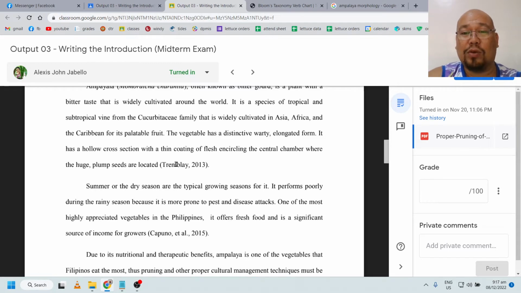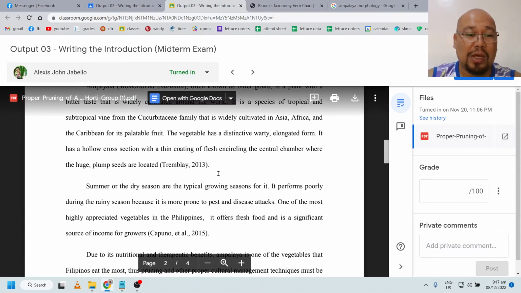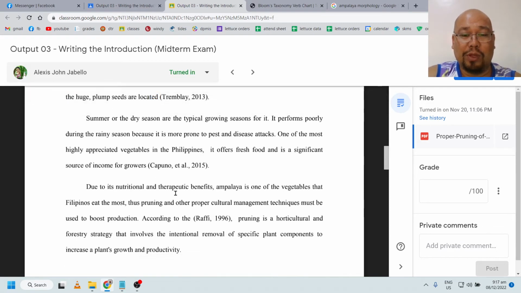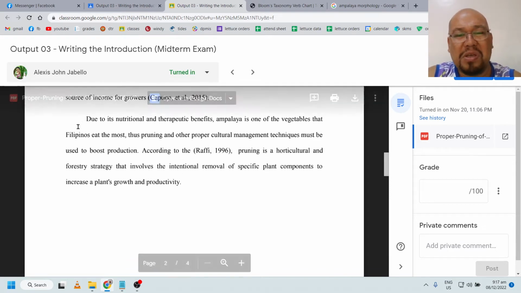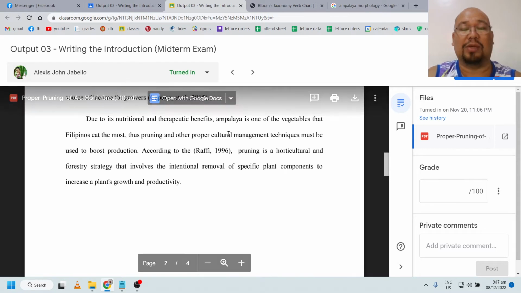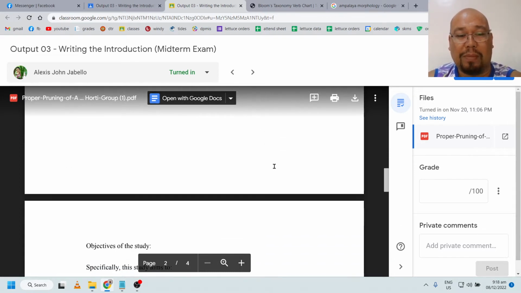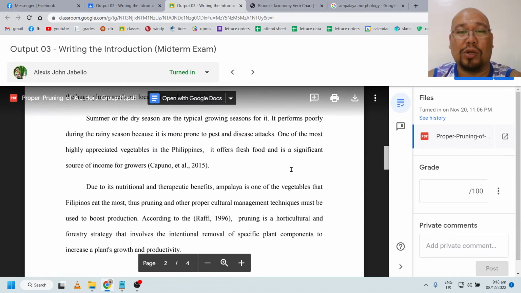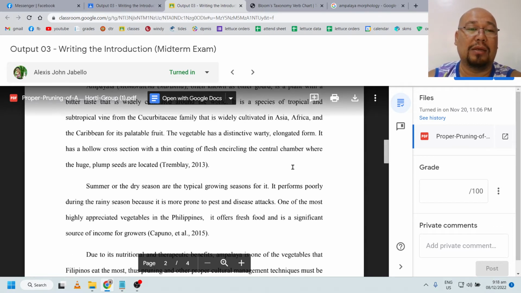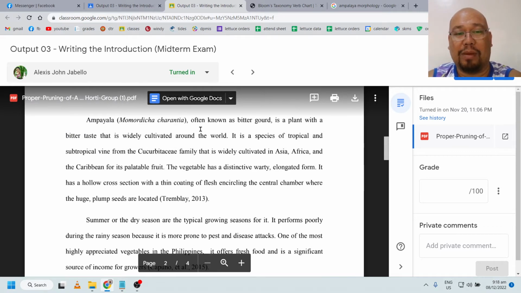So take care with the transition from one topic or concept to the other. Due to its nutritional and therapeutic benefits, Filipinos eat most. You can take this out. I don't think this is important. Now, again, I have been emphasizing in our classes that we have to be as specific as possible. So we will not discuss the history of ampalaya, where it came from. You just give a brief introduction of the ampalaya, scientific name, tropical, subtropical vine.